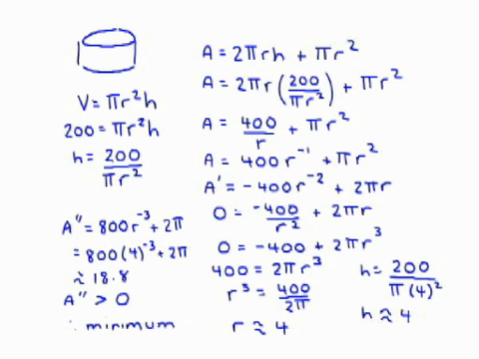So the dimensions of this cylinder that would minimize the surface area and still have a volume of 200 milliliters would be a radius of 4 centimeters and a height of 4 centimeters.